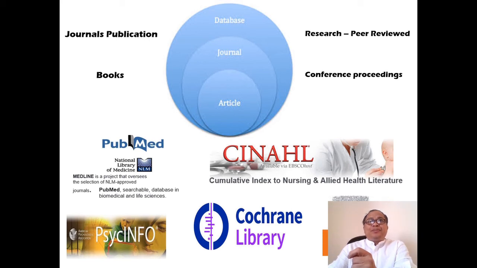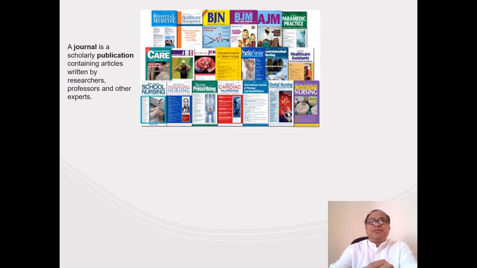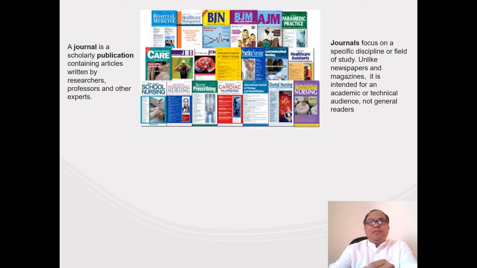Okay, so what about if we talk about the journal? Now we know very well what is a database. Now let's proceed to the next slide and let's talk about what exactly is a journal. Now at this point, let's look into a journal. Oh, this is how it looks like. So colorful. A journal is a scholarly publication, and there are a lot of articles written here by researchers, professors, and other experts.